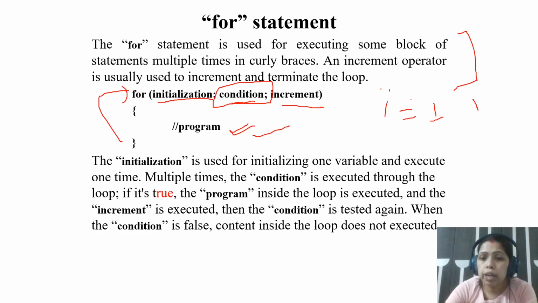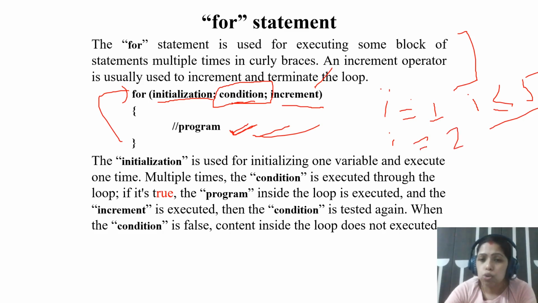The condition will be: if I is less than or equal to 5, then the program will be executed. Sorry, less than or equal to 5. Suppose my I is 1, I is less than or equal to 5, so this condition is true, then the set of instructions will be executed. After executing the set of instructions, I will be incremented by 1.